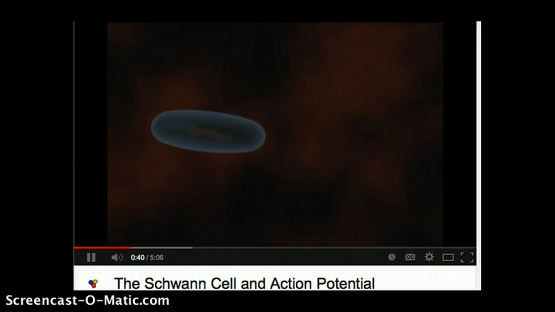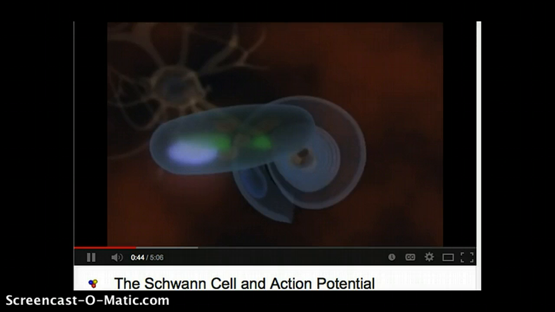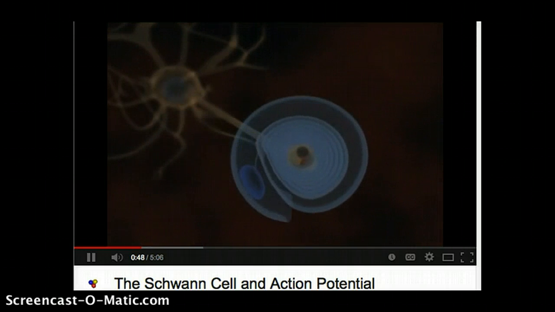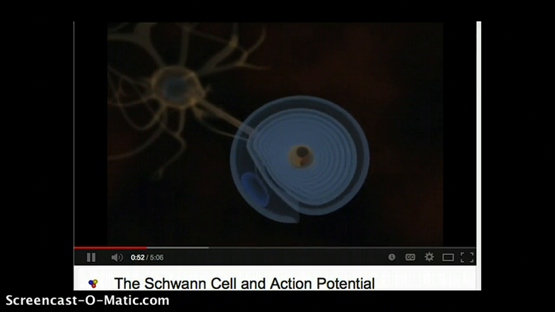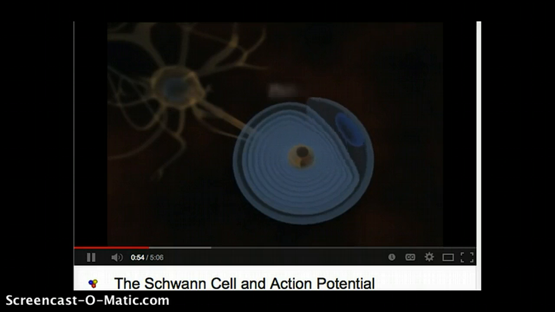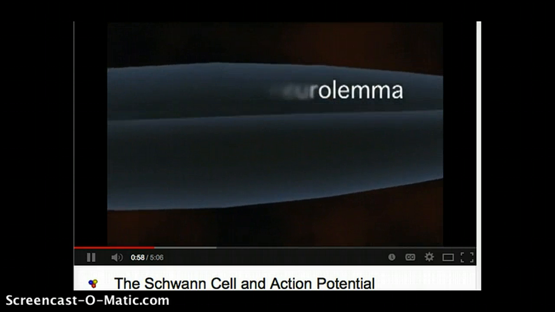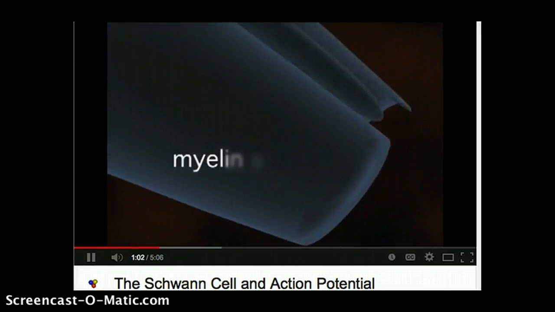The Schwann cell contains the typical cell organelles and cell membrane structure. However, notice as the Schwann cell surrounds the axon that the nucleus and other organelles are squeezed to the outside wrapping of the cell. This outer wrapping of the Schwann cell is called the neurolemma. The inner lining is made up of layers upon layers of cell membrane.